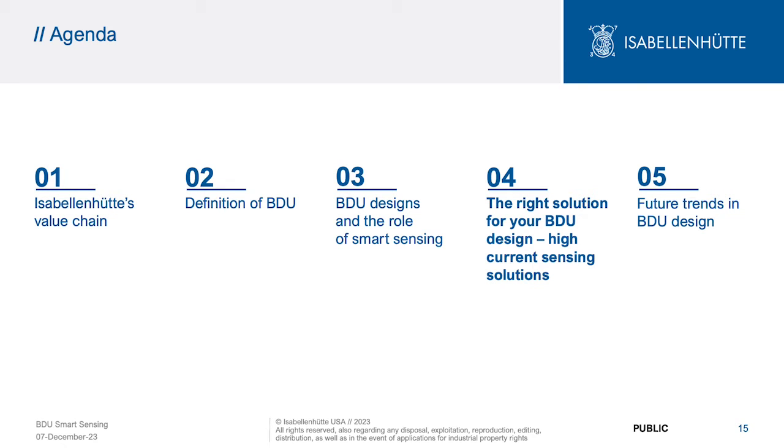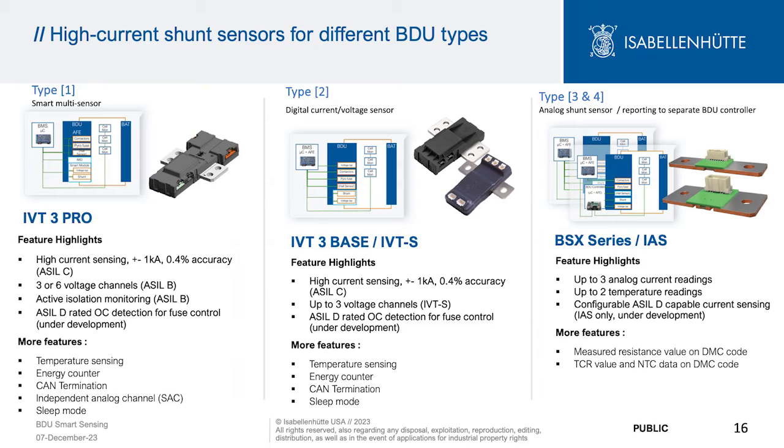Now that we had a detailed look at different BDU designs with regards to smart sensing and current sensing, let's take a look at actual products that would fit these four BDU designs with regards to current sensors and or smart sensors. For our type 1 BDU, where we have the smart multi-sensor that has a digital interface to the BMS system and provides the whole analog front end for the BDU, we recommend our IVT3 Pro module.